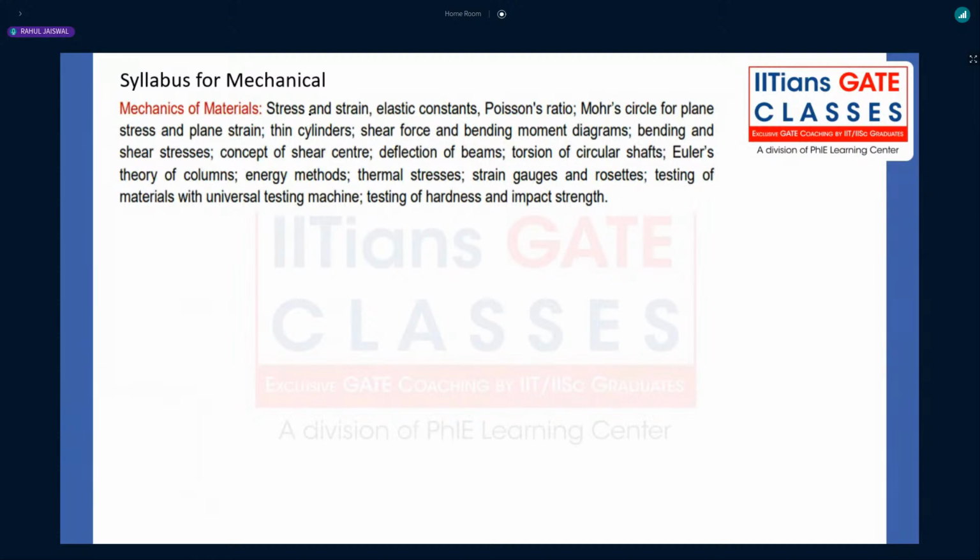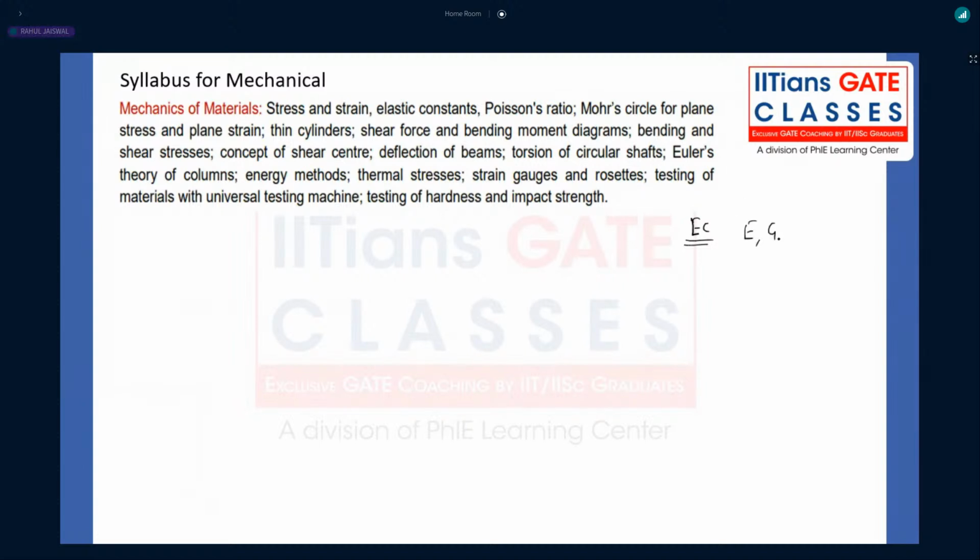When you look at the syllabus part, first we have stress and strain, that is the basic first chapter that we have to discuss. And then we will have elastic constants, that is what are all the elastic constants we have. Soon, when we start discussing strength of material, you will come to know we have four elastic constants.